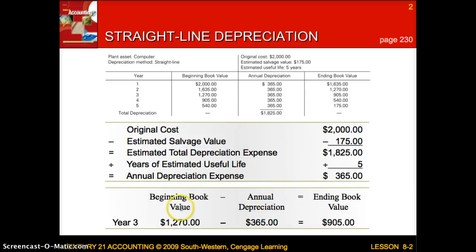Okay, so in year 3 we have our beginning book value of $1,270 even, minus our annual depreciation of $365 to get $905. So when you do this, you see that year 1 is $2,000 minus our $365 gives us $1,635. Our ending book value in year 1 will be our beginning book value in year 2. Minus our depreciation gives us our ending. Our ending in year 2 is our beginning in year 3. Okay? When you get down to the bottom, your 540 minus your 365, this should give you your estimated salvage value, this 175 estimated salvage value.